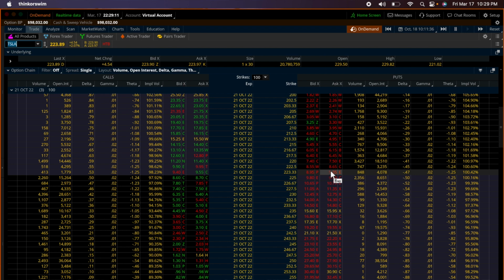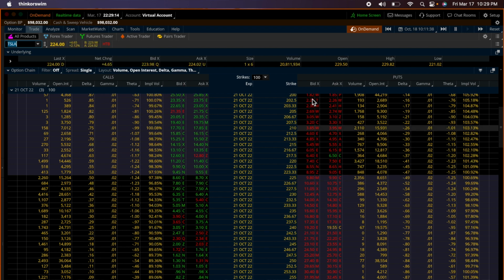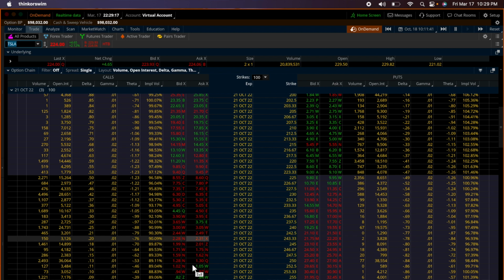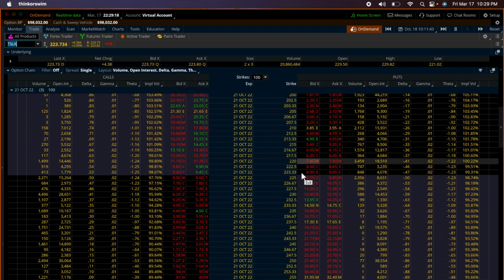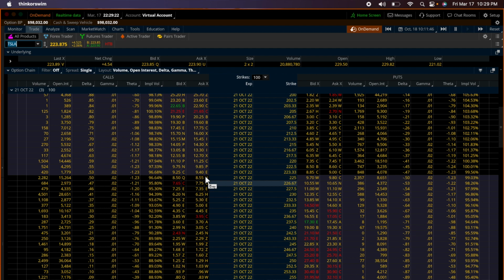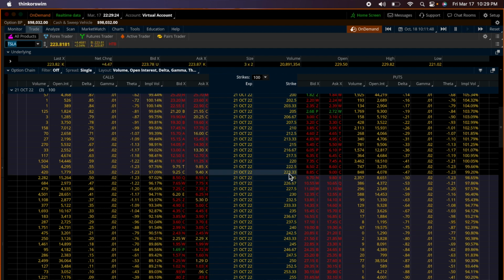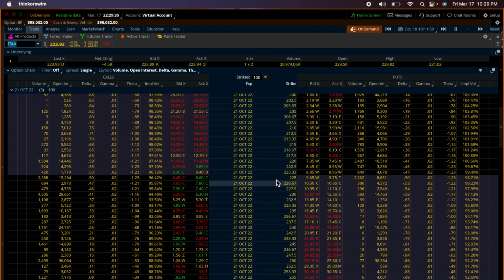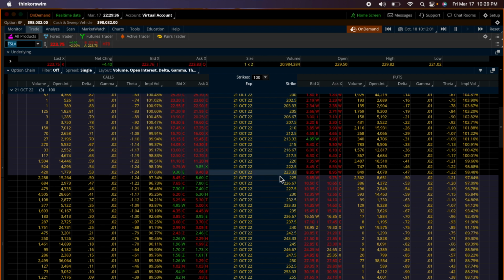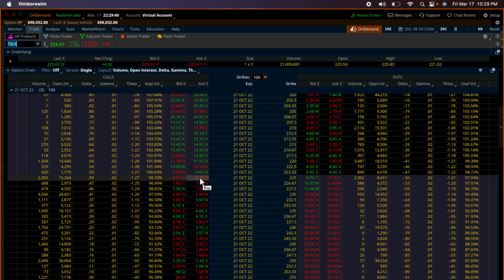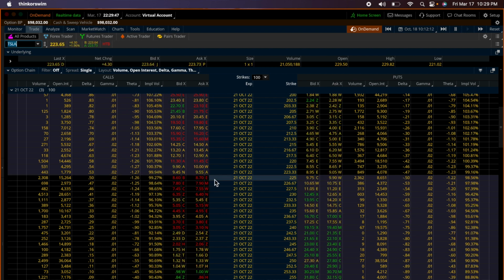At the money option contracts is where the strike price is approximately equal to the current market price of the stock. For example, if a stock is trading at $50, an at the money call option would have a strike price of $50. These are the type of contracts that you should aim to trade, and they sit right where the gray meets the purple in your option chain. Anything in purple is in the money.